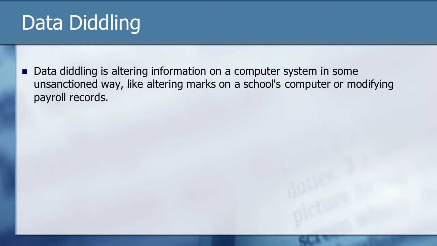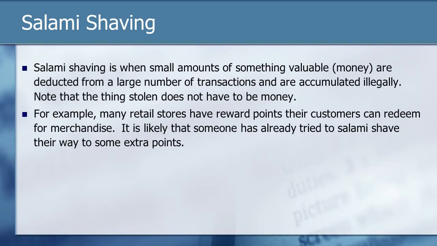Salami shaving, on the other hand, is when small amounts of something, could be money, could even be points, are deducted from a larger number of transactions, and the results are then accumulated illegally. It could be money that this happens to, but lots of stores now have reward systems, point systems, that can be redeemed for merchandise. So it is possible that someone could collect extra points and then use those.